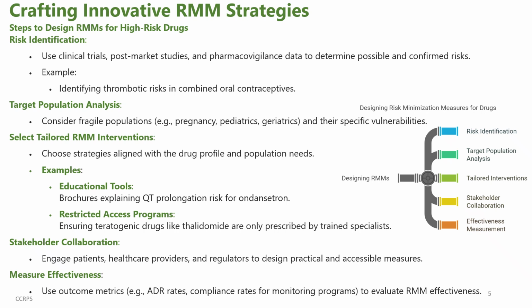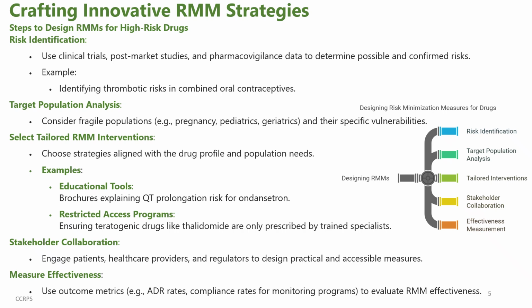Crafting innovative RMM strategies. Some steps to design RMMs for high-risk drugs. Risk identification, using clinical trials or post-market studies and pharmacovigilance data to determine possible and confirmed risks, such as identifying thrombotic risks in combined oral contraceptives. Targeted population analysis, considering fragile populations such as pregnancy, pediatrics or geriatrics and their specific vulnerabilities, is also a good method. Select tailored RMM interventions to choose strategies aligned with drug profile and population needs.